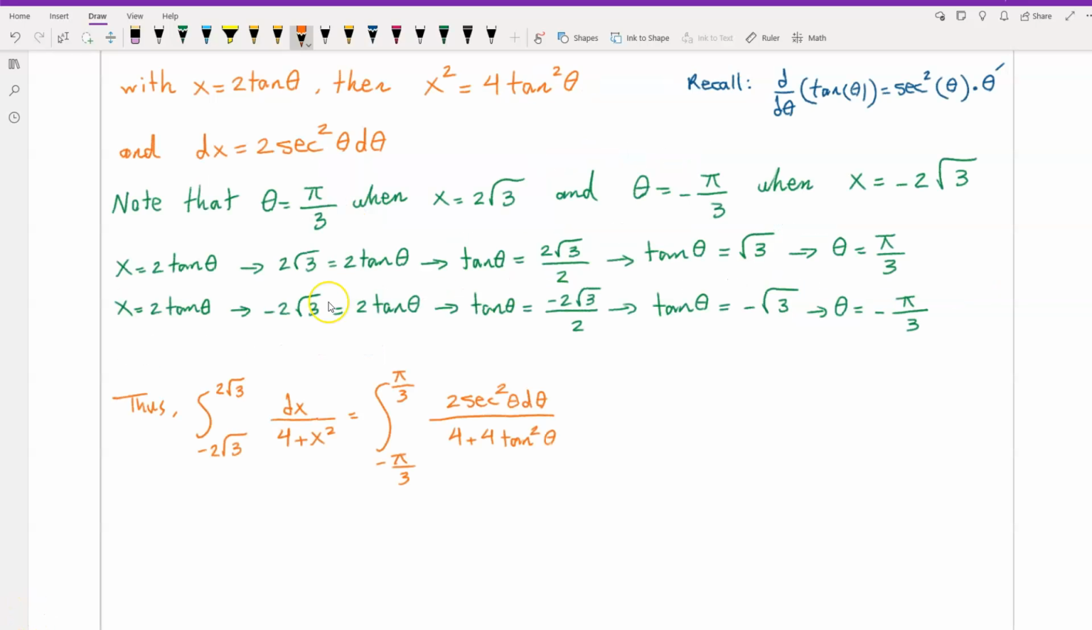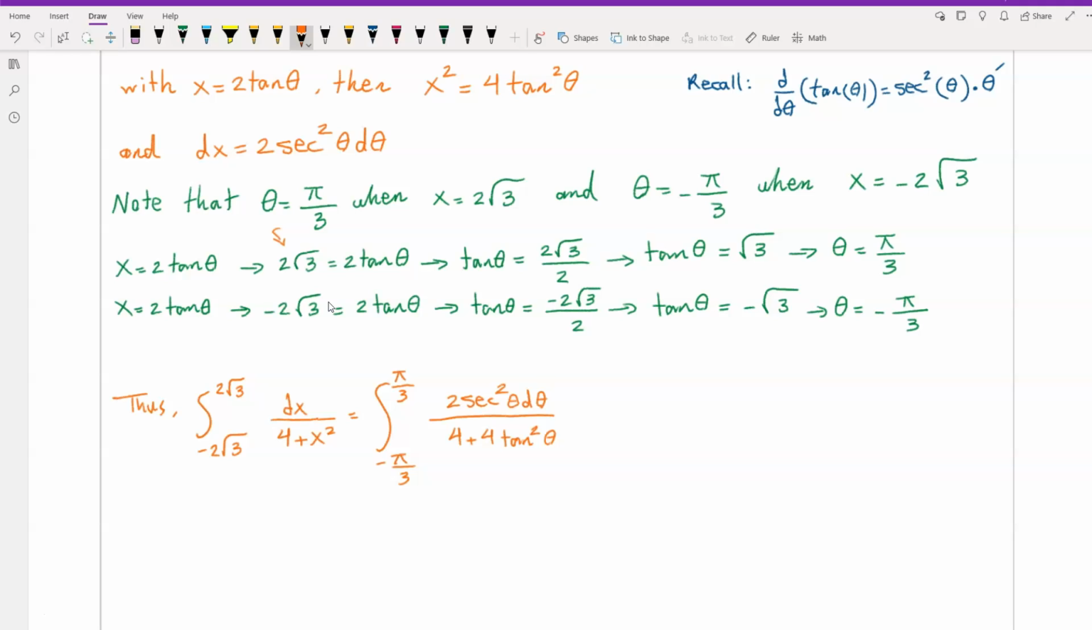Note that when we have x equal to 2 times square root of 3, theta is equal to pi over 3, because here we have 2 times square root of 3 equal to 2 times tangent theta, and based on that, tangent theta is equal to 2 times square root of 3 divided by 2. So tangent theta equals square root of 3. When tangent theta is equal to square root of 3, theta is pi over 3, because tangent of pi over 3 is equal to square root of 3.